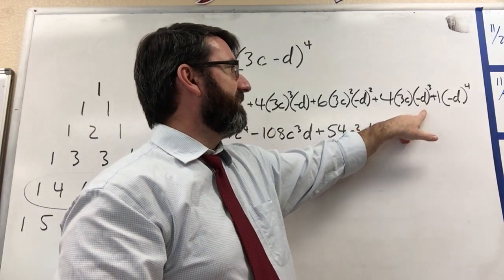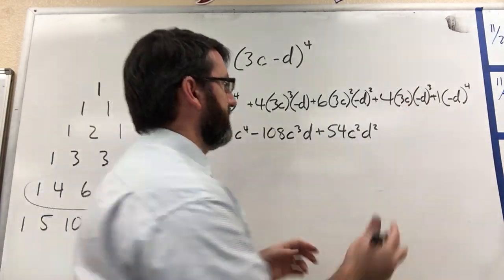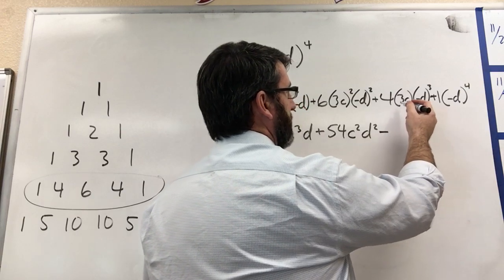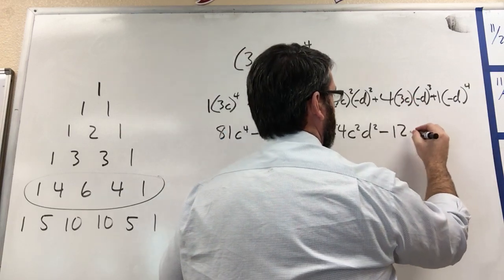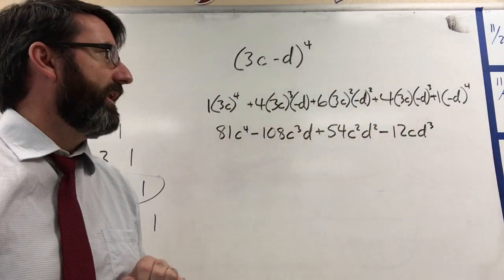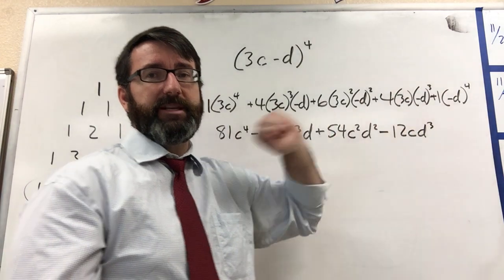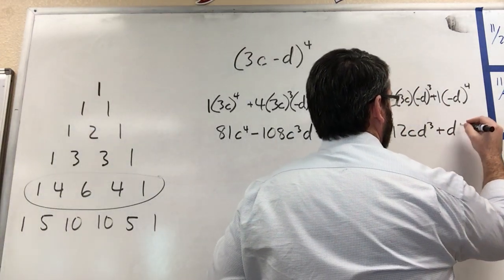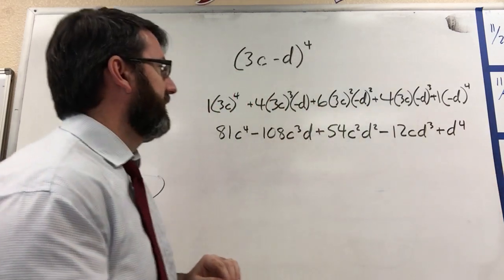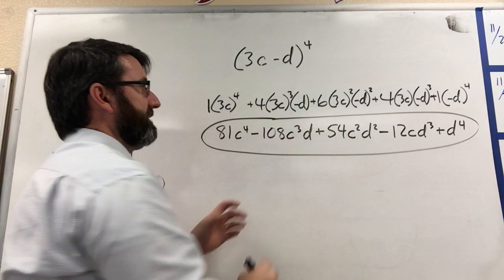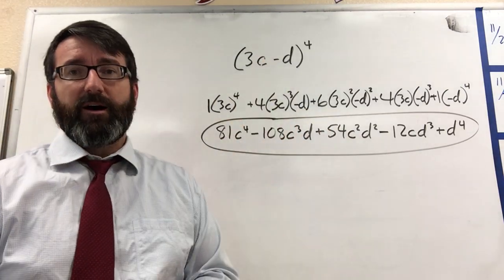Next, now this negative d to the 3rd power is going to be negative again. So we're subtracting. 4 times 3 is 12 c d cubed. And then finally, negative d to the 4th power is going to be positive again. And it's just d to the 4th. And so this is our answer. This is the expansion of that binomial.